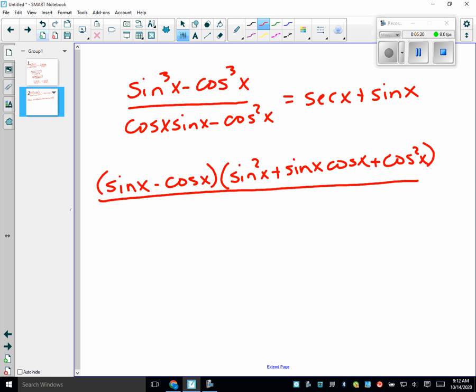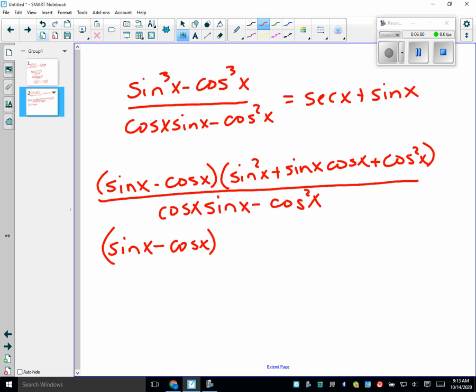All this is over cosine x sine x minus cosine squared x. Any ideas? Well, first you need to divide it back to the bottom. I need to factor the bottom. Factor out a cosine? Yep. So the top stays the same, right?